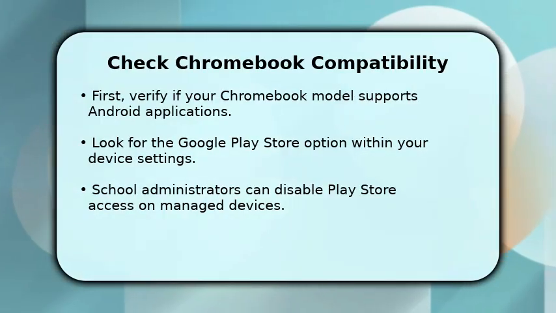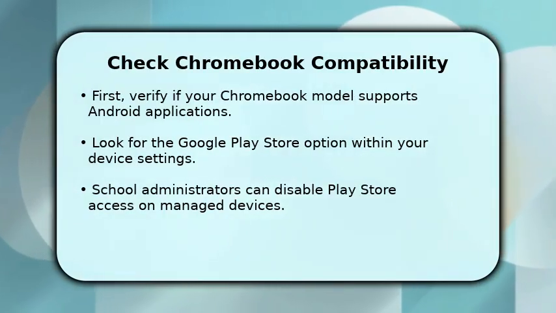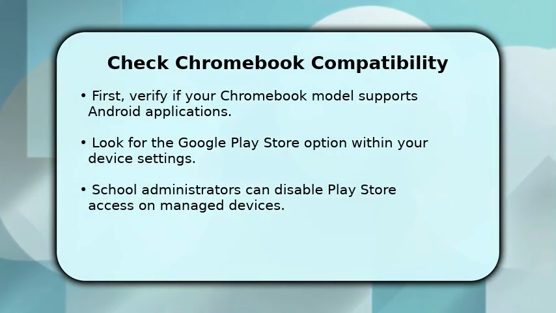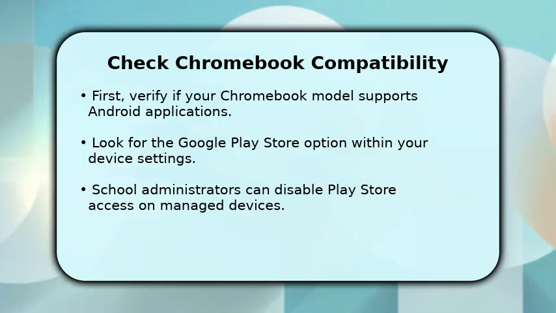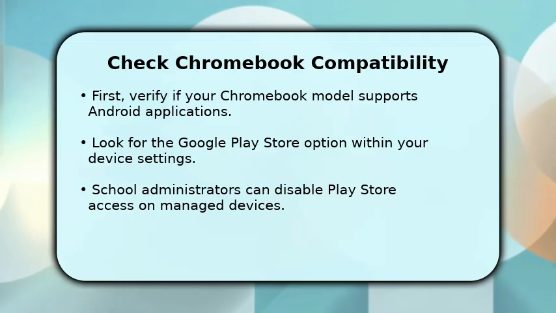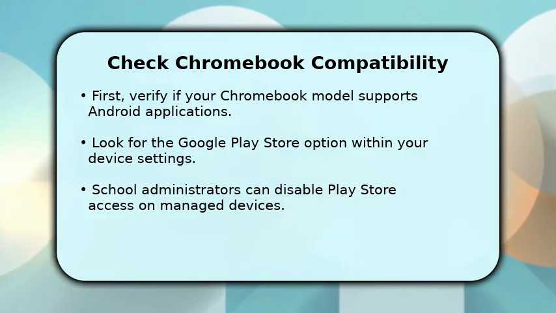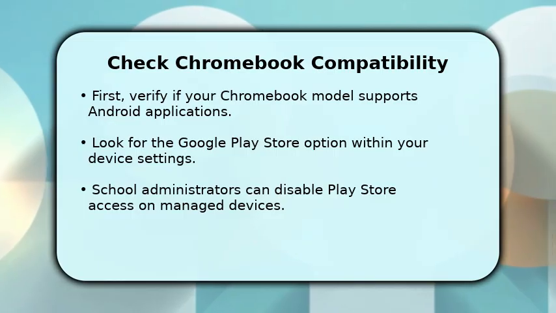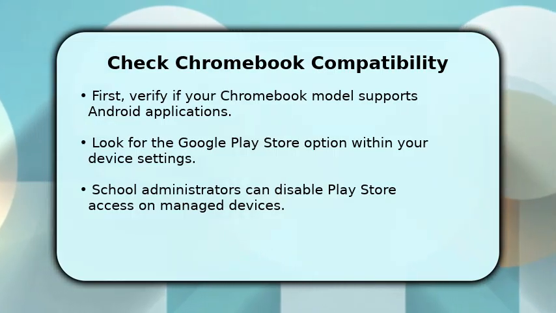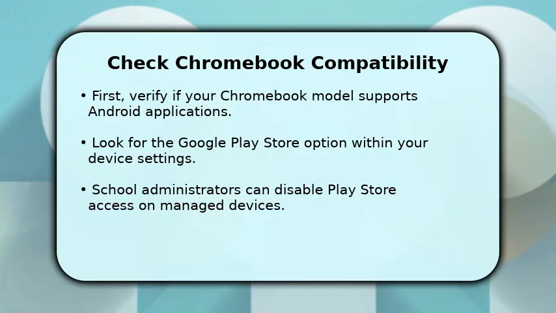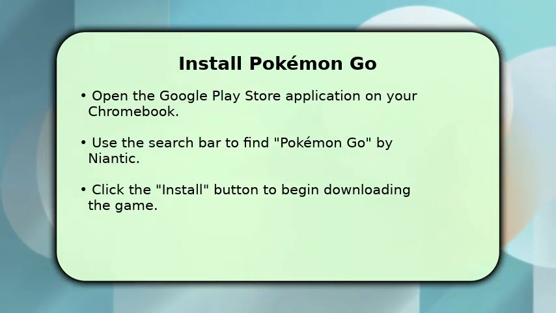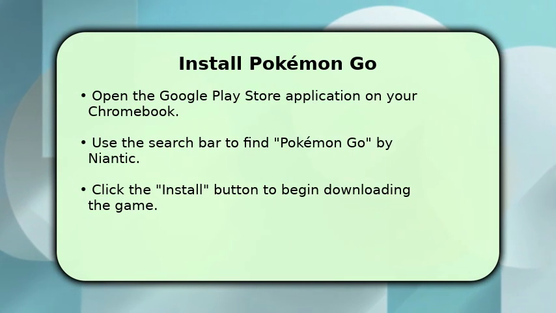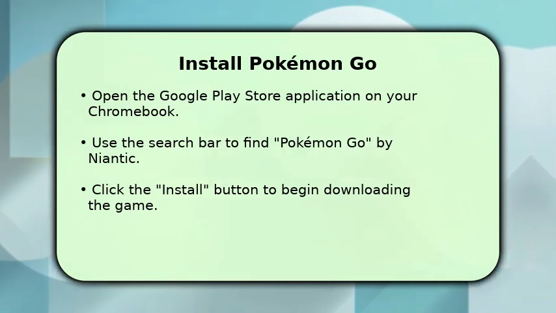Before attempting to install Pokémon Go, it is crucial to check your Chromebook's compatibility. Navigate to your device's settings and look for the Google Play Store. If you find it, that's a great start. However, remember that school administrators often manage these settings, potentially restricting access. Some older or less powerful Chromebook models simply do not support Android applications, so confirming this first will save you time.